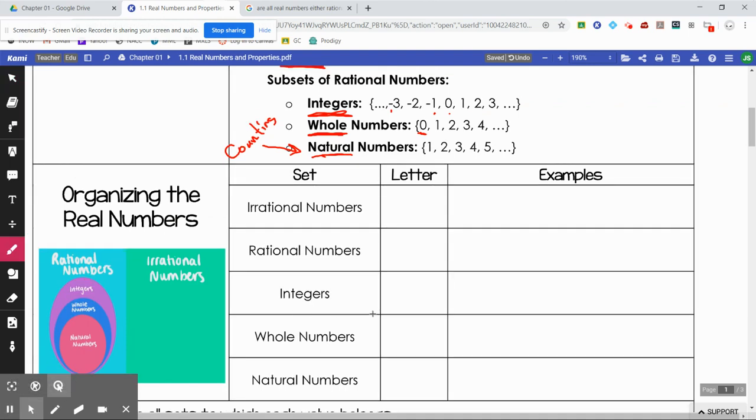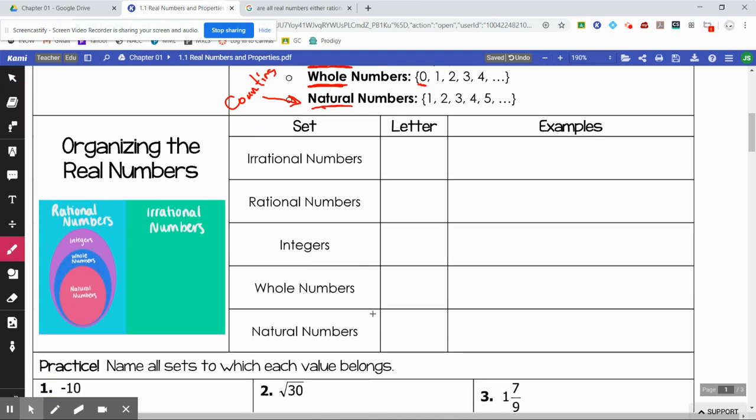So hopefully you notice with this diagram that you're either rational or you're irrational. Right there is the division. Everything represented in this diagram is your real numbers. Your real numbers are first divided into rational or irrational. Then inside of your rationals, you could have integers as a subset. Now, could something be a rational number but not an integer? Sure, like 2.3. That's a terminating decimal, but it's not an integer.